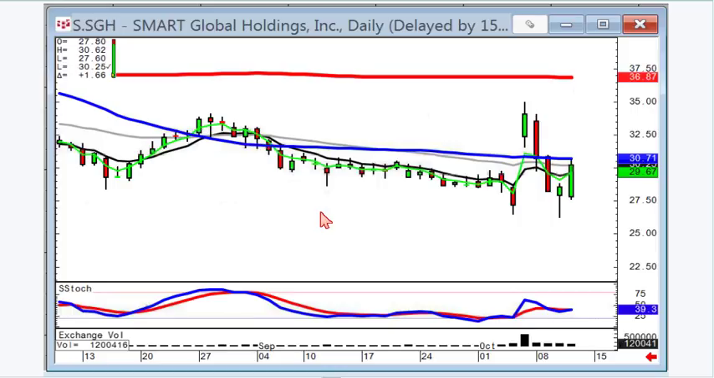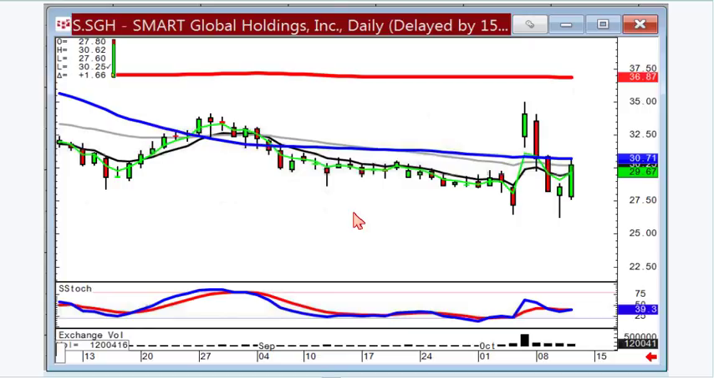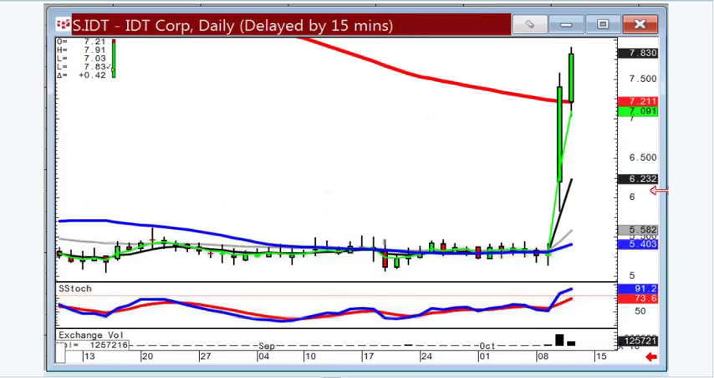I'm sorry, Christopher. No, we're not buying the moving averages. We're buying the signals. Now, everything else becomes a confirming indicator.